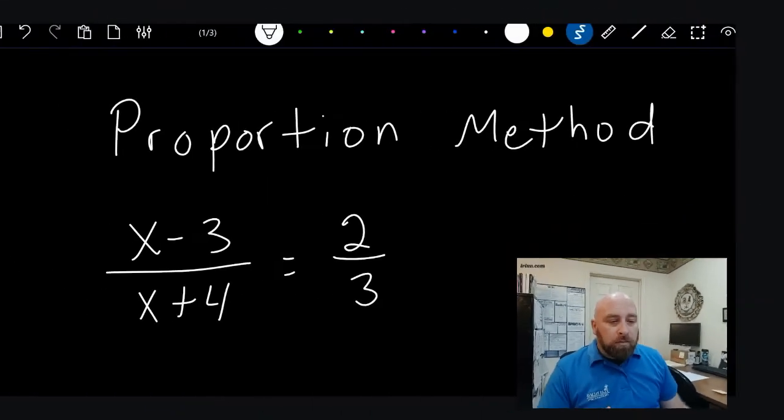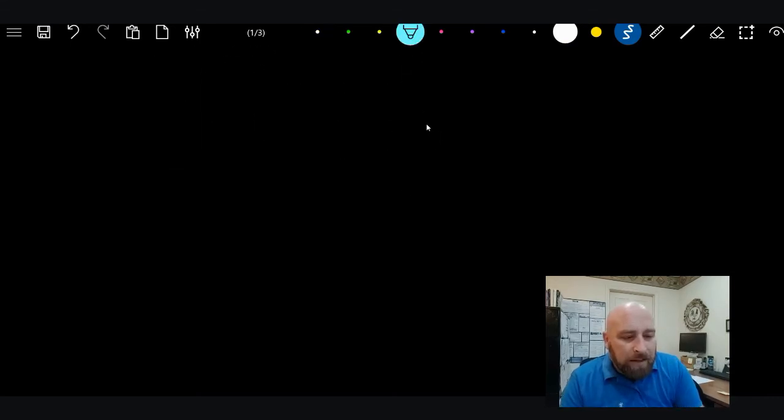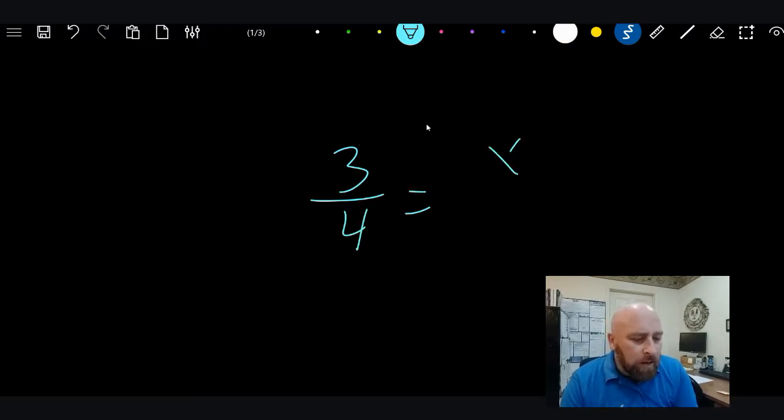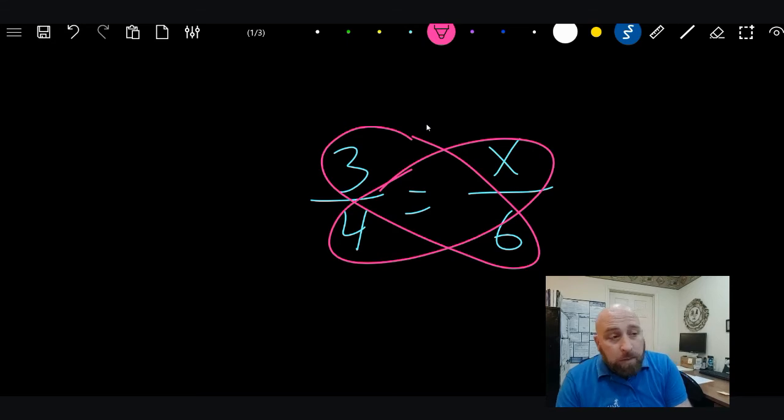It's called the proportion method, or we could call it the cross multiplication method. Maybe you remember back in baby math when you learned how to do things like 3 over 4 equals x over 6. This one is a little bit challenging because we can't say, okay, 4 times what gives me 6? We don't know. And so we learned that we had to cross multiply, and we would come up with an equation from that.